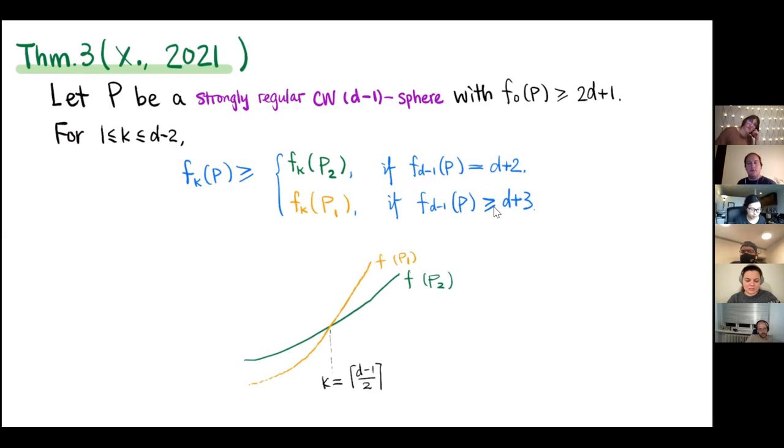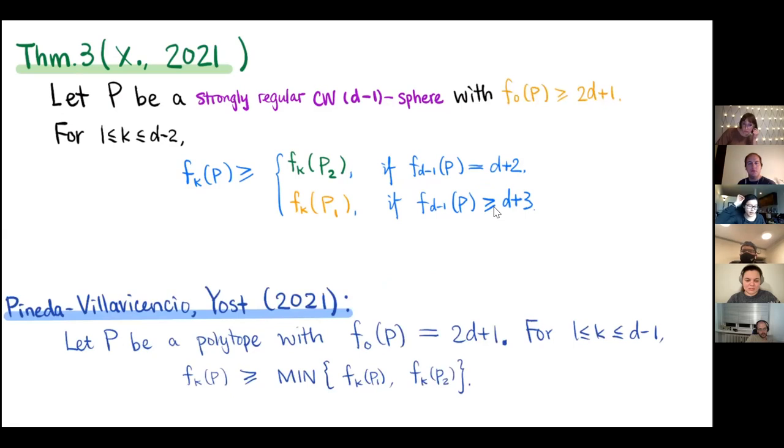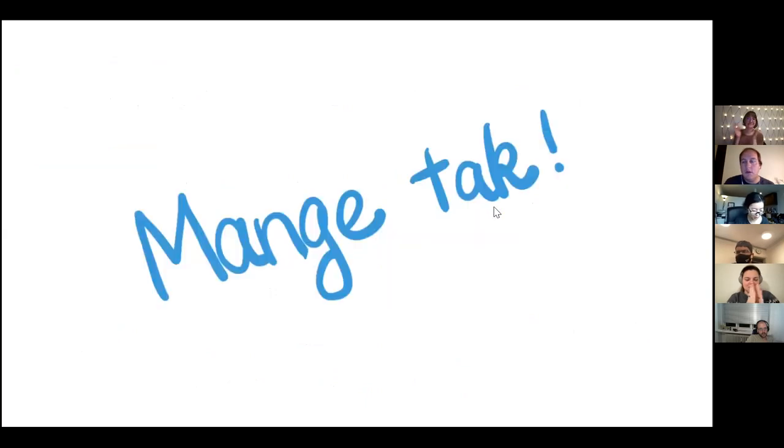I also want to mention that a similar result for polytopes was proven by the same group of authors in their recent paper. They showed that if you have a polytope with exactly 2d plus 1 vertices, then Fk is bounded either by P1 or P2. It's a little shorter than I expected, but that's the end of the talk. All right, thank you very much. Are there any questions?